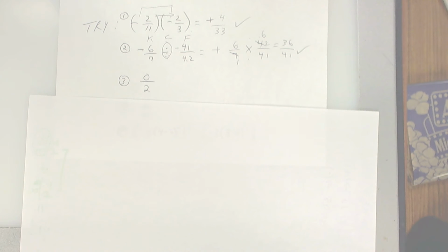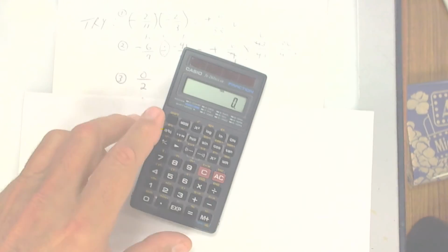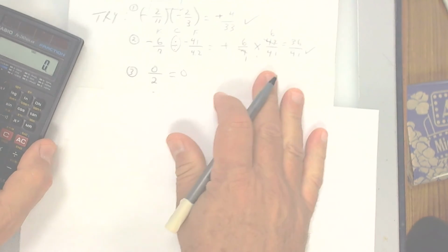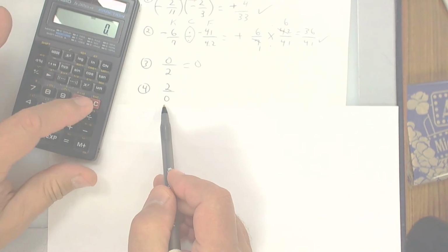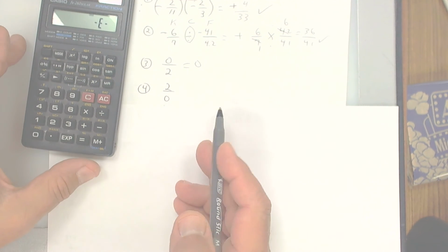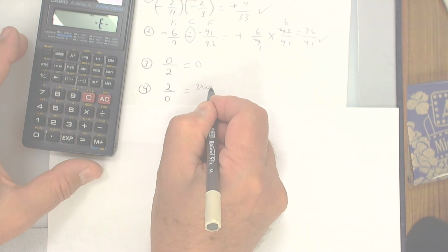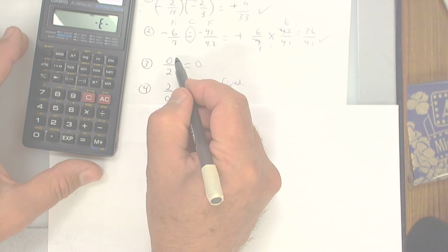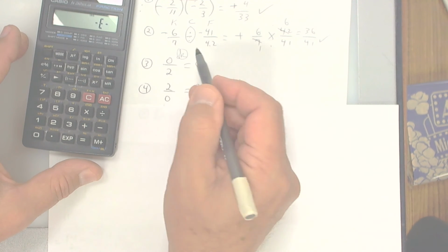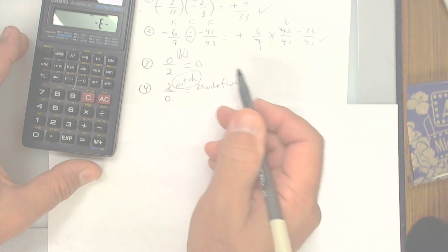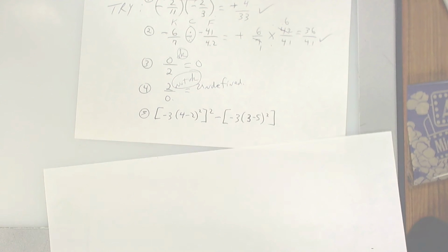0 divided by 2. You can have 0 in the top. Watch. 0 divided by 2 equals 0. That's okay. But you can't have 0 in the bottom. Watch. 2 divided by 0 is undefined. You get an error. So undefined. So 0 on the top, okay. 0 on the bottom, not okay. All right, make sure you memorize that.